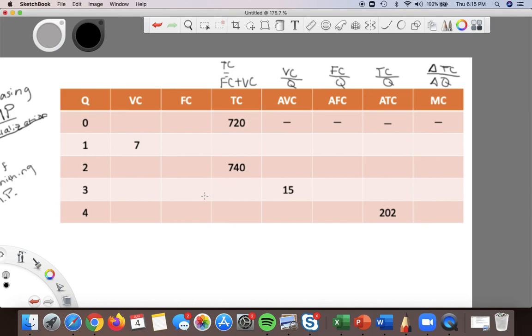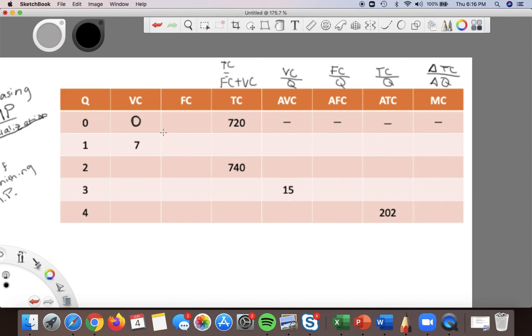So let's think about this for a moment based on the information we have in the table. What do we know about variable cost? I have my variable cost for when output is 1, variable cost is 7. What do we know is true about variable cost when output is 0? Hopefully you remember the rule that if output is 0, variable costs are 0. So this is going to be 0. That's our first little piece of information that we can glean.